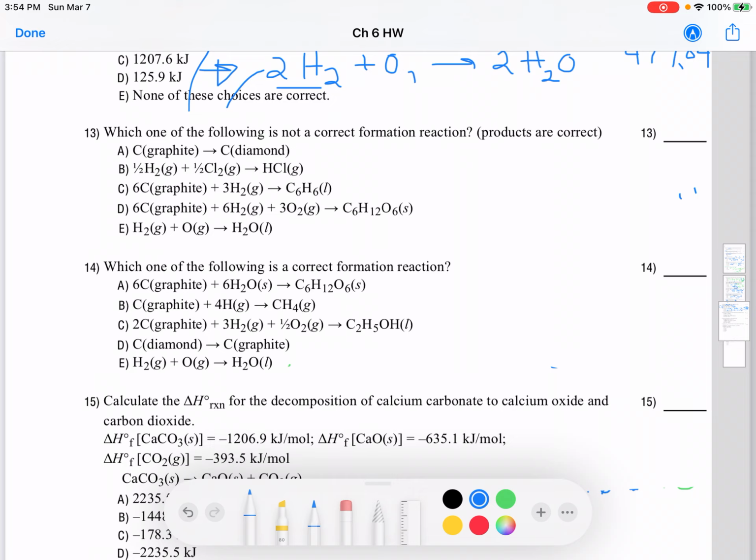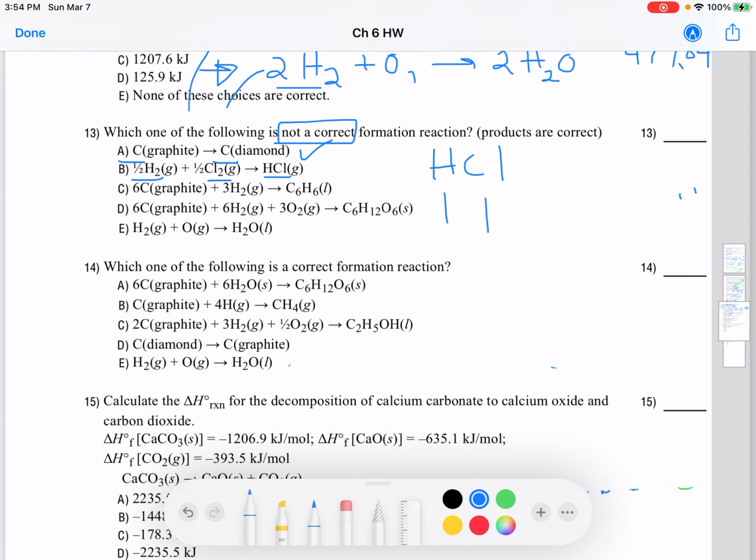Now the first one, carbon graphite to carbon diamond. We're asked for the one that is not correct, so this one is correct: carbon graphite giving you diamond. And then the second one, you have a half hydrogen. Hydrogen is written correctly. Chlorine exists in nature as Cl2, written correctly. And giving you hydrochloric acid gas. Both hydrogen and chlorine are gases, but in HCl, when you take hydrogen chloride, there is one hydrogen, one chlorine.